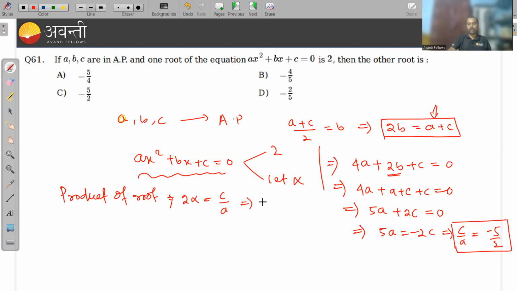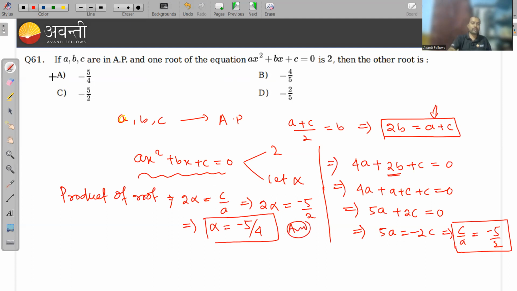So we are getting here 2 alpha is equal to minus 5 upon 2. So alpha we got, that is minus 5 upon 4. Minus 5 upon 4 is your correct answer. So the other root is minus 5 upon 4, so the correct answer is option A. Easy question, isn't it? This question came from quadratic equations. Okay, so let's move to the next question.